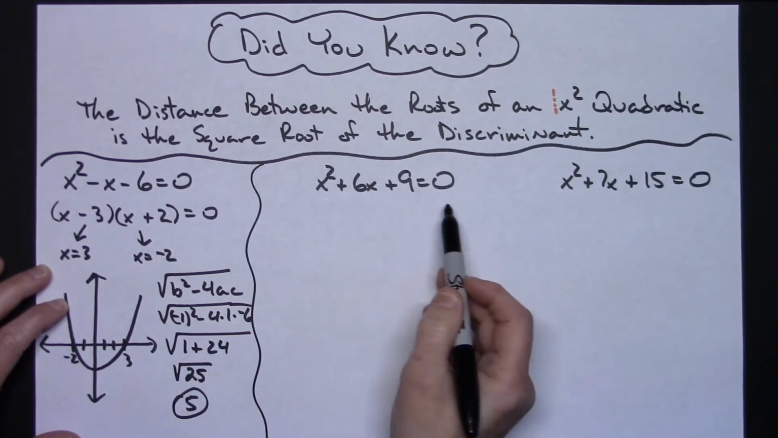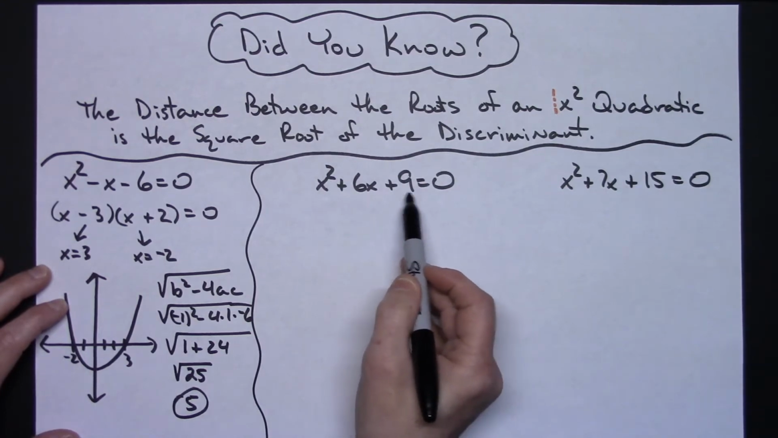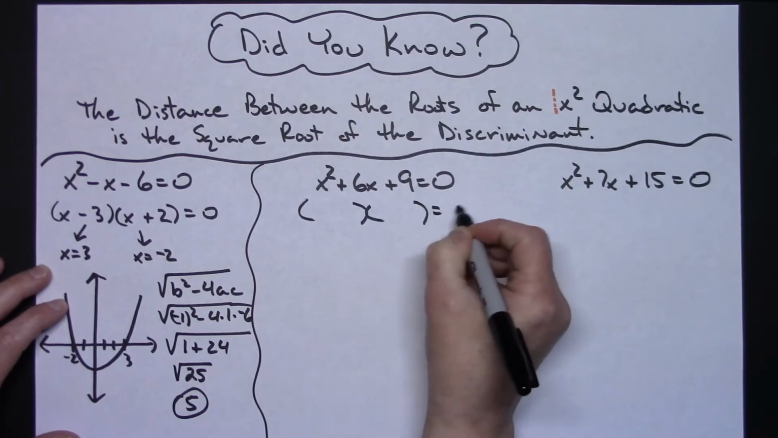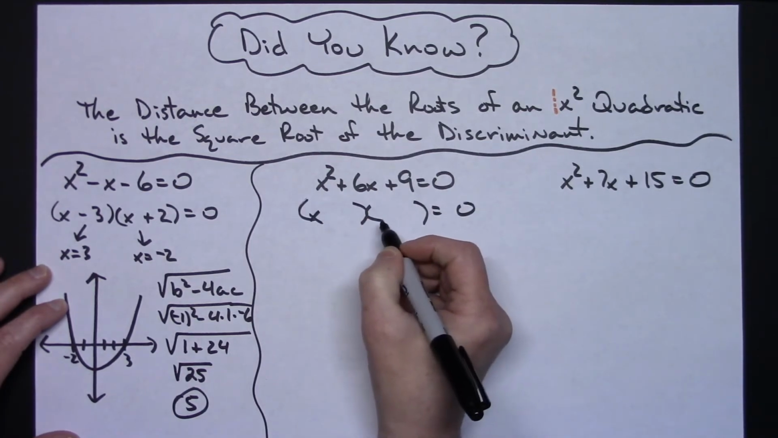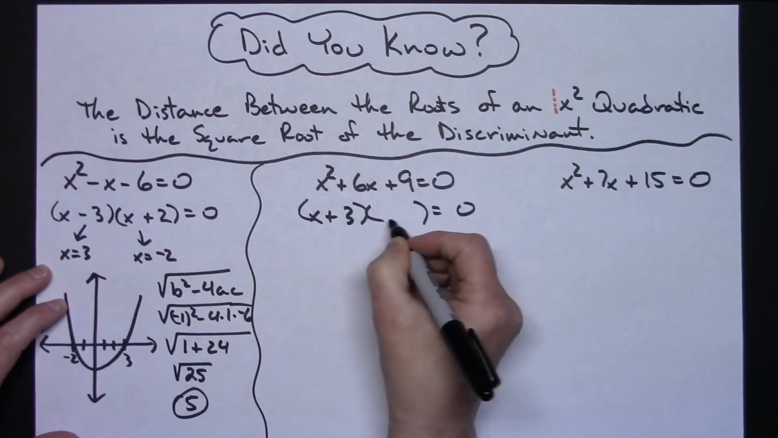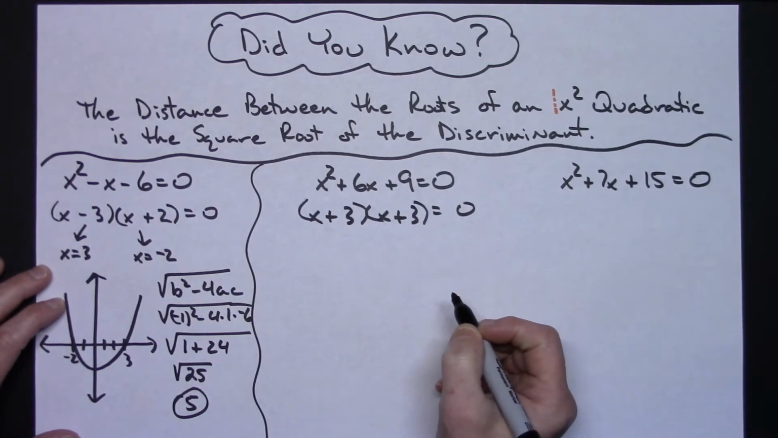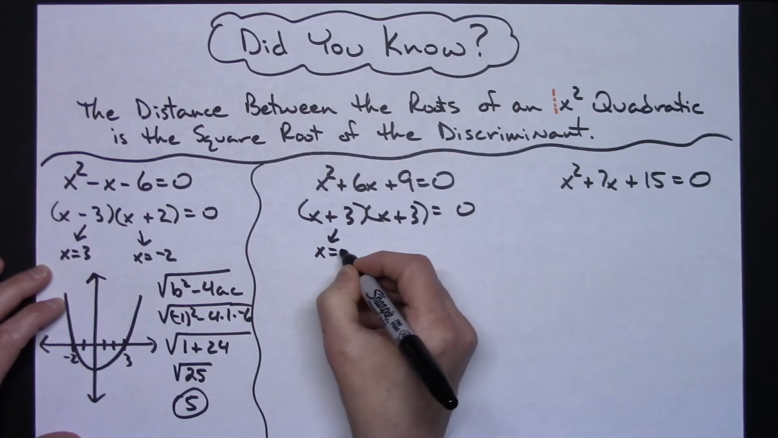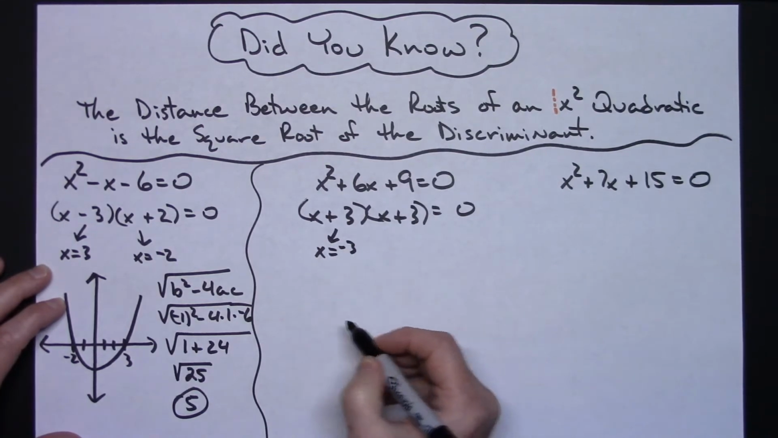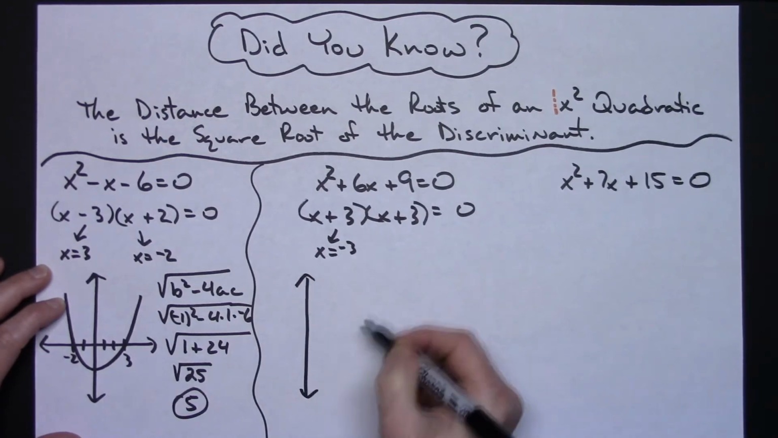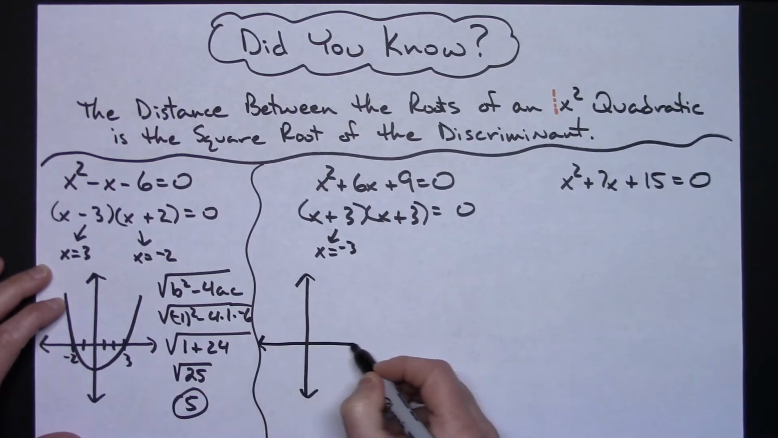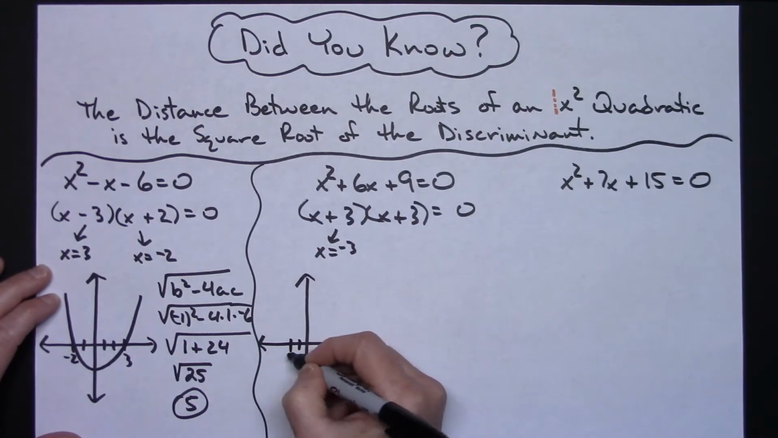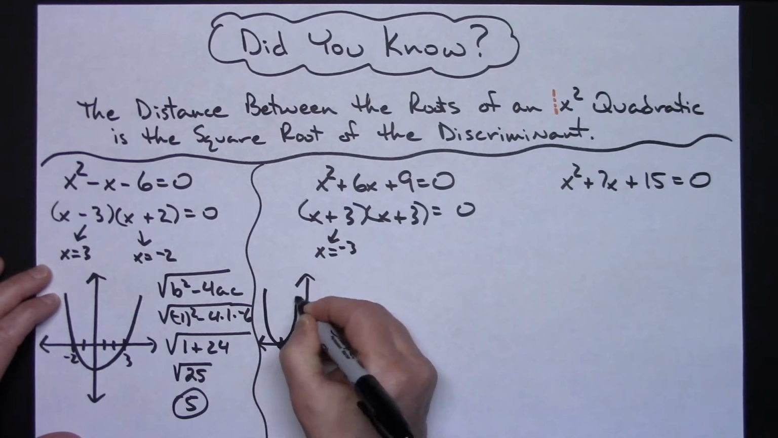Taking a look at another example, we've got x squared plus 6x plus 9 equals 0. Again, I'm going to start by factoring to find out what these roots are. This is going to factor into x plus 3 and x plus 3. Both of those are the same, so this is going to give me a root of x equals negative 3. If I take a sketch of this, both roots are negative 3, which basically just means the vertex of that upright quadratic is going to be at negative 3.